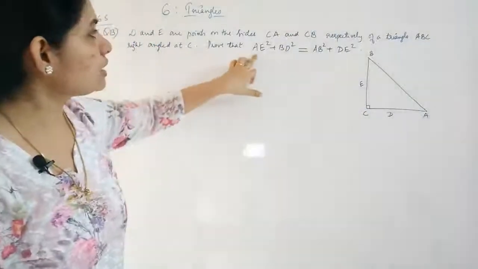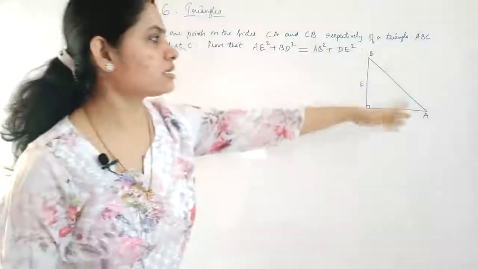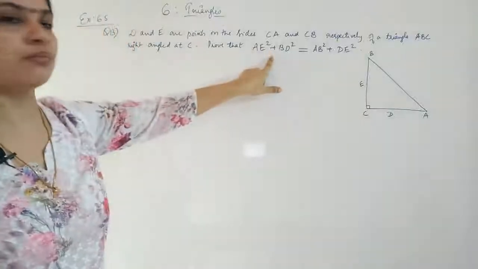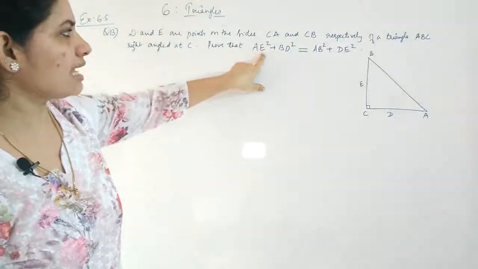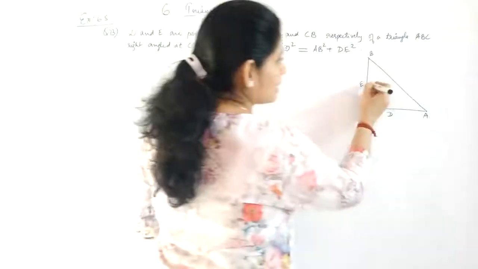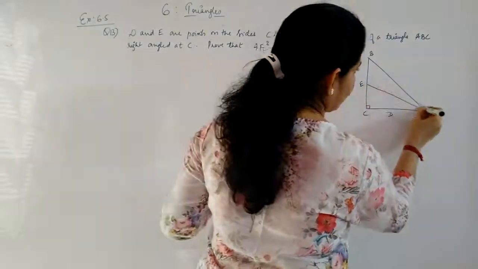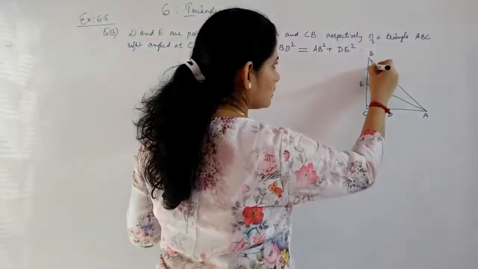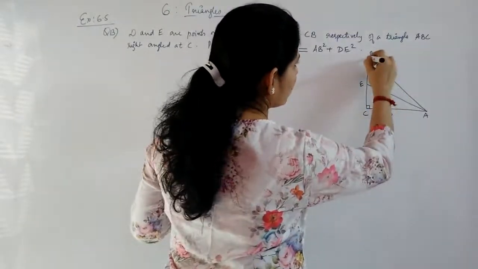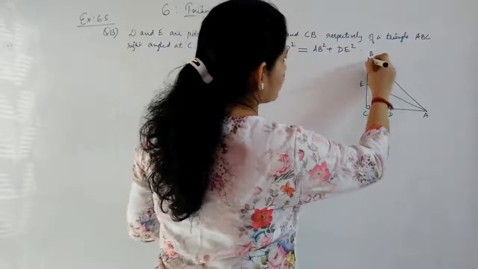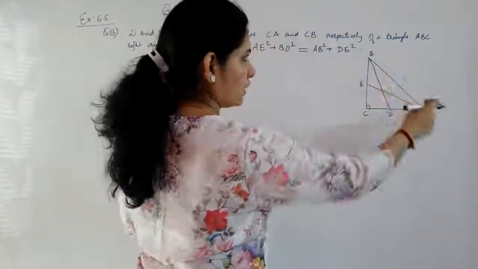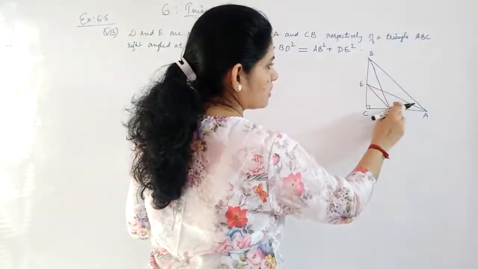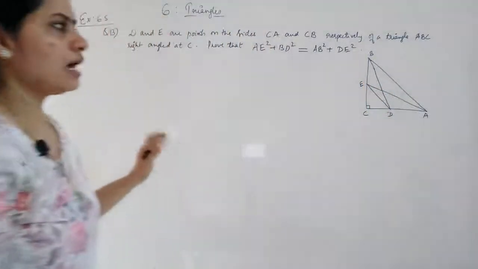Now you have to join certain lines, and which ones will be clear from the prove that section. You want AE square, so we will join A and E. Then you need BD square, so we will join B and D. Then you want AB, which is already joined, then DE. Again D and E will be joined. So this much we have to do.